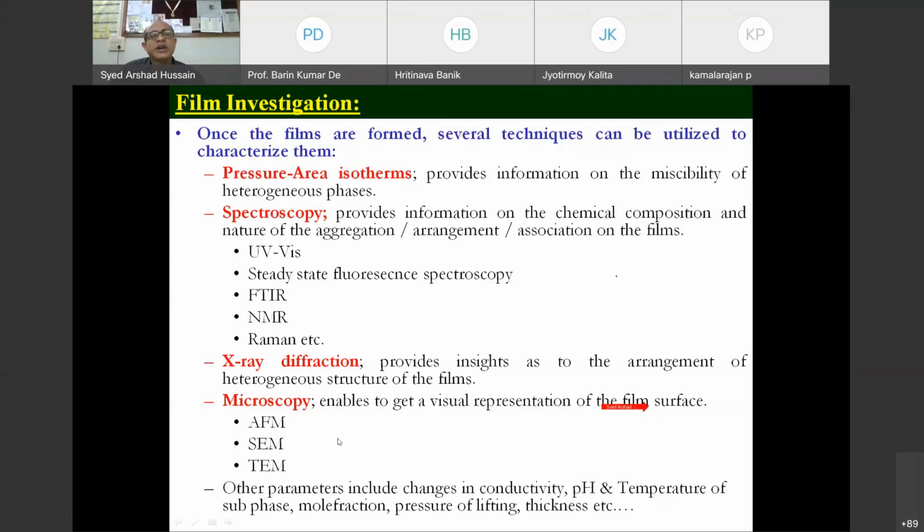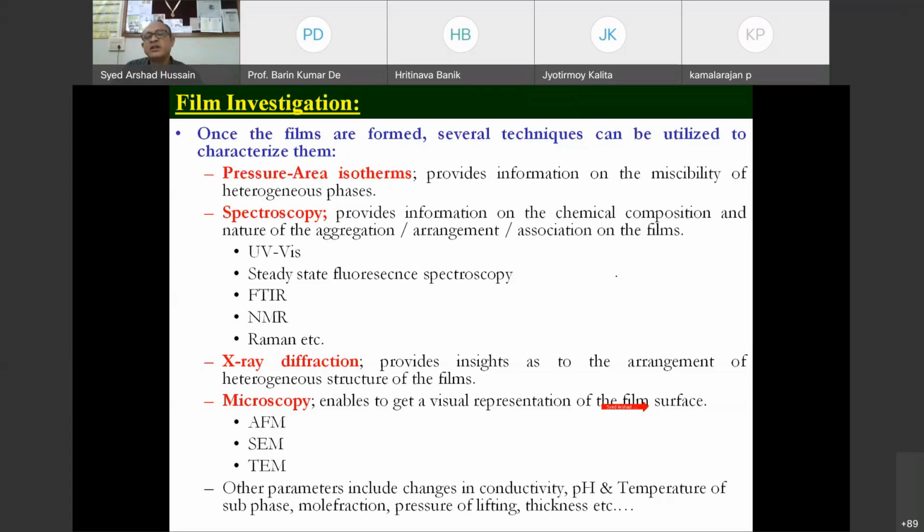Then you can do microscopy. There are a lot of microscopies, but of course optical microscopy is not working because these are nano dimensions, and with optical microscopy it's difficult to go beyond say 200 nanometers. There are certain limits, so we use AFM, atomic force microscopy, scanning electron microscopy, transmission electron microscopy, and there are other systems also.